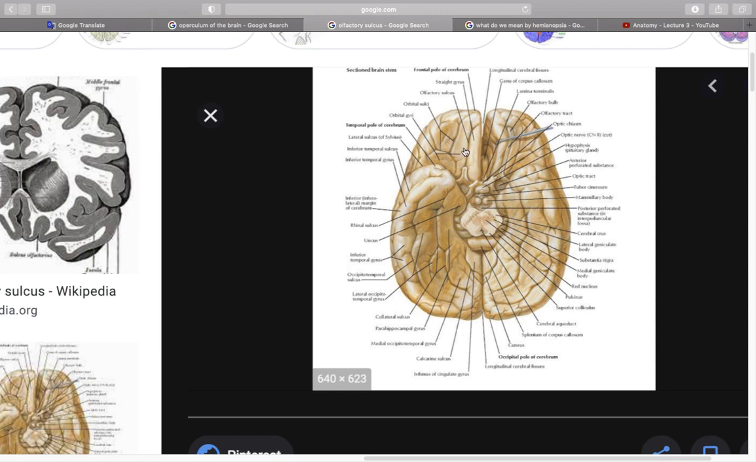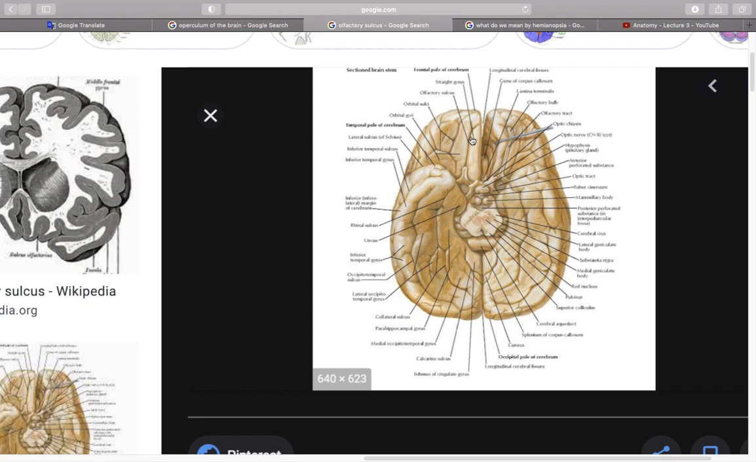What we need to know is that the olfactory sulcus accepts the olfactory nerve, and you know the olfactory nerve is one of the cranial nerves, number 1, and its major responsibility is controlling smell. This is the olfactory sulcus viewed from the inferior portion of the brain, and it accepts the olfactory nerve.